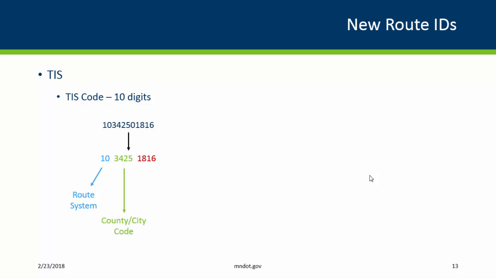Okay. Other differences between the two systems include a new route ID naming convention. For TIS, there was the TIS code, which had 10 digits, as seen below. It could be broken into 3 subunits. The first one representing the route system, the second one representing the county/city code, and the last representing the route number.